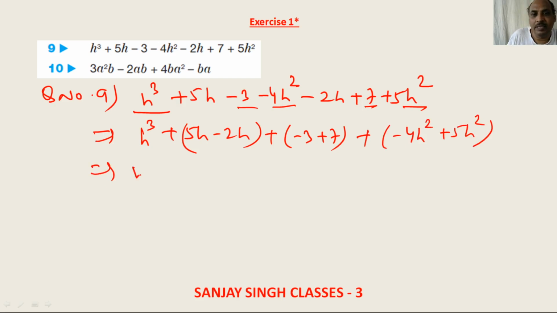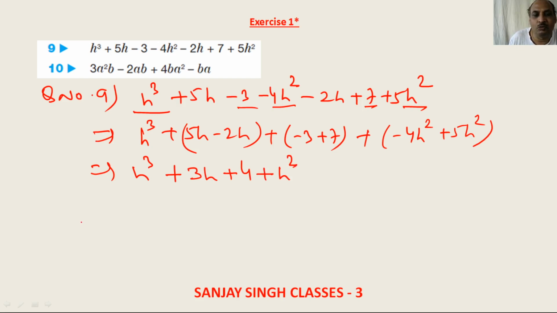So here we are getting h cube plus 5h minus 2h. Subtraction will be there, so it will be 3h because 5 is positive. Here minus 3 plus 7: subtraction will be there, 7 is bigger, so it will become plus 4. Here it is minus 4h square plus 5h square: subtraction will be there, 5h square is bigger, so it will be a positive sign. We get 1h square, so no need to write 1.